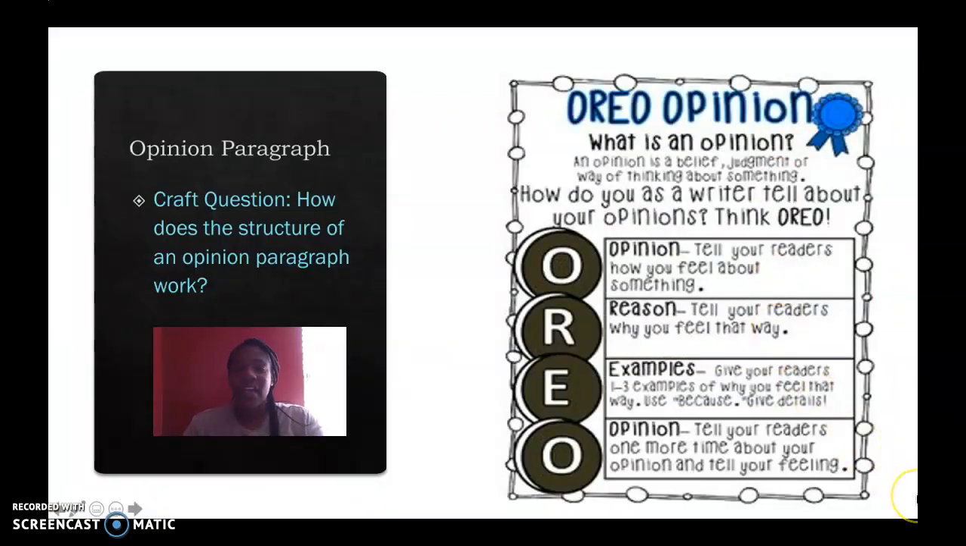Now we're going to get into a simple opinion paragraph, and it's going to be your to-do for today. So how does the structure of an opinion paragraph work? An opinion paragraph is, what is an opinion? An opinion is a belief, judgment, or way of thinking about something. So how do you, as a writer, tell about your opinions? One way that we do is through the use of the acronym OREO. The O stands for your opinion. The first thing that you want to do is always to state your opinion. Tell your readers how you feel about something. Then you give a reason. Tell your readers why you feel that way.